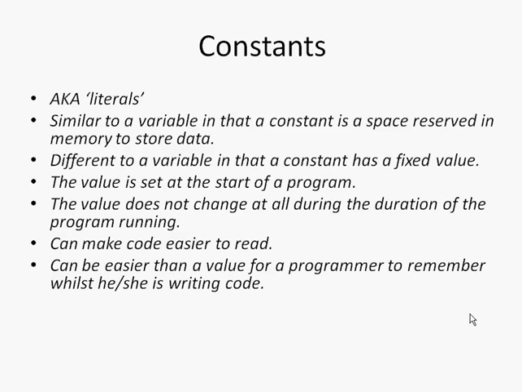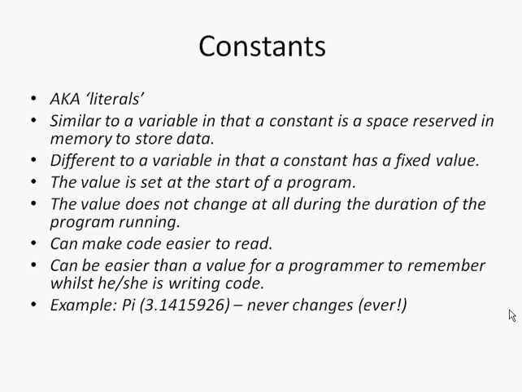Constants can make code easier to read. It's easier for a programmer to remember a name than a value whilst he or she is writing code. So an example, instead of remembering the value of pi used in a program, we could just call it pi, and that's easier for somebody to remember, and it's easier for somebody to type in to some programming code.